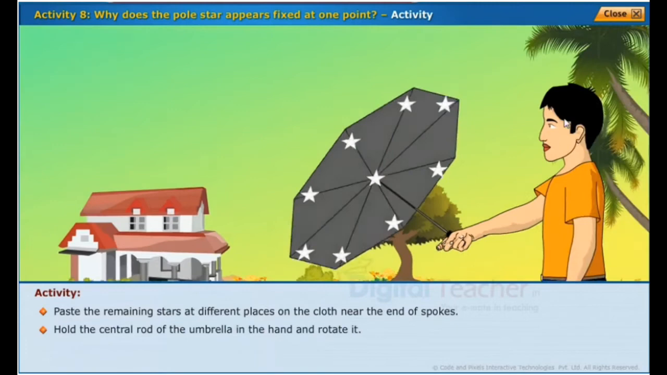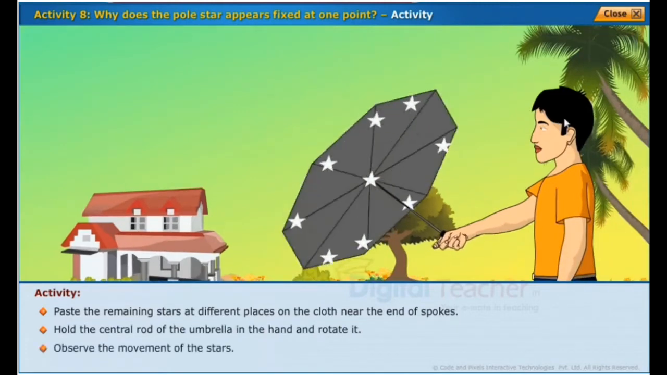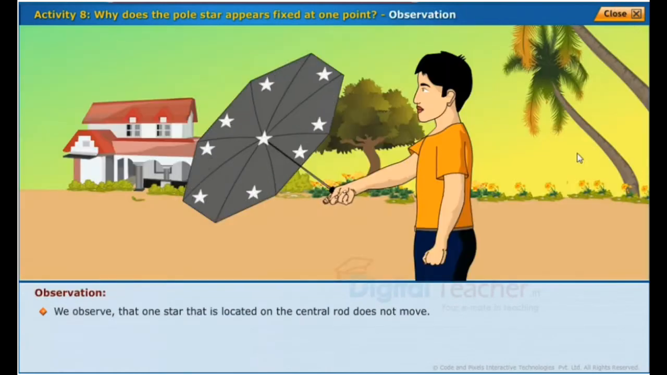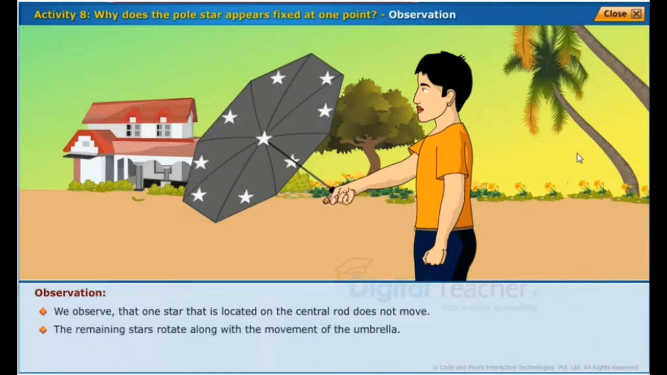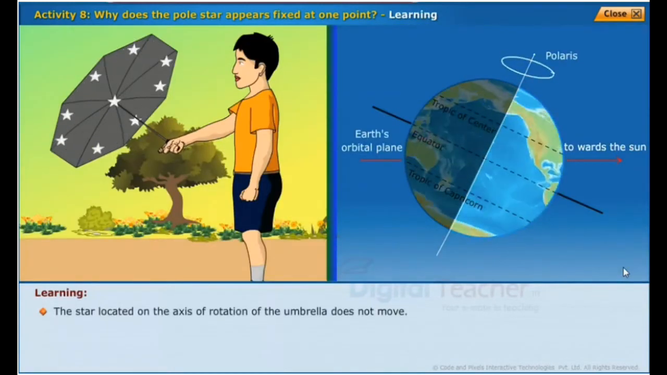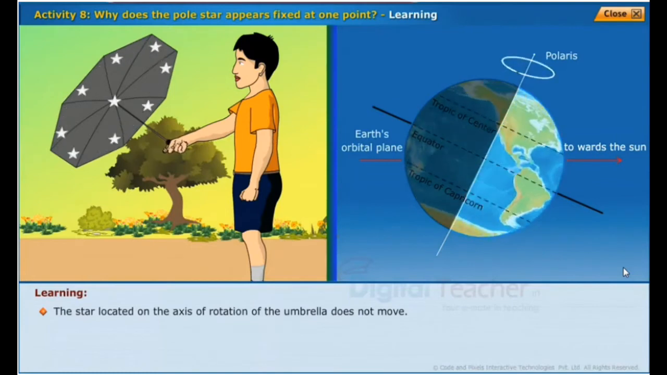Hold the central rod of the umbrella in the hand and rotate it. Observe the movement of the stars. We observe that one star that is located on the central rod does not move. The remaining stars rotate along with the movement of the umbrella. The star located on the axis of rotation of the umbrella does not move.